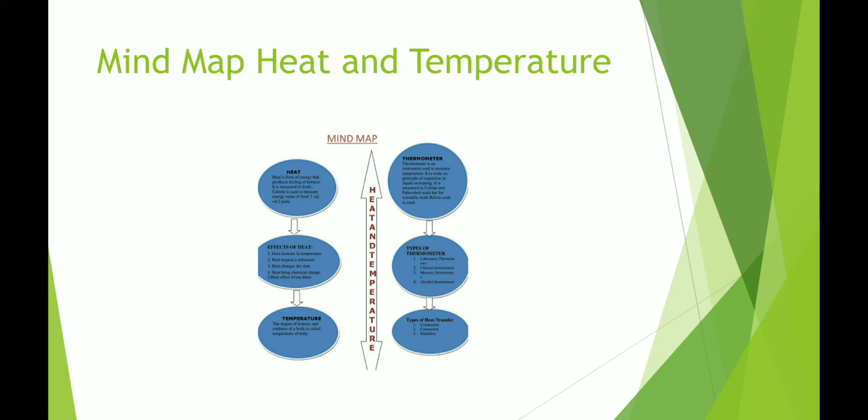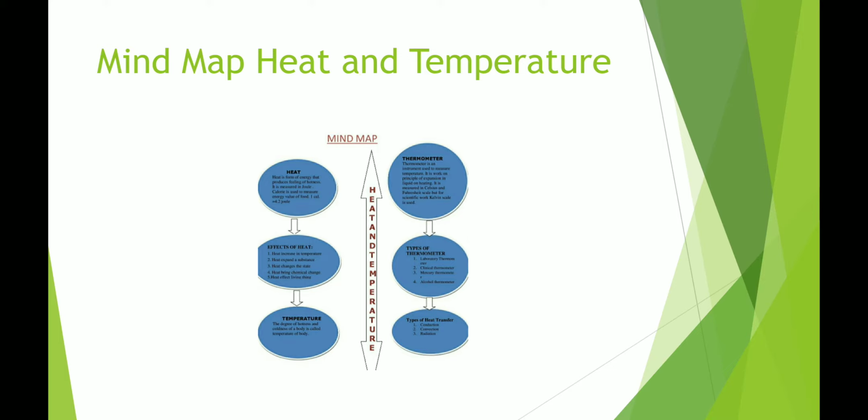First point of this is heat. Heat is a form of energy that produces feeling of hotness. It is measured in joule. Calorie is used to measure energy value of food. 1 calorie is equal to 4.2 joules.